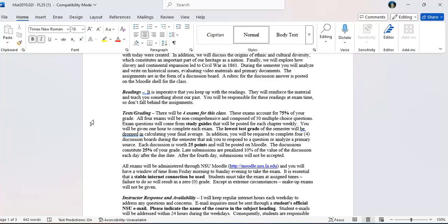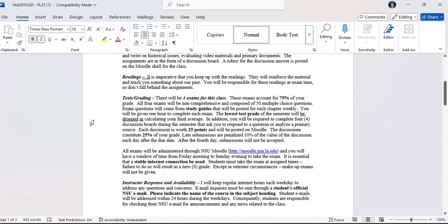The other 25% of your grade comes from discussions. And there will be 4 discussions in the course of the semester. They're each worth 25 points. So this is, again, 1/4 of your grade. They are due on Friday at the end of the day. They come from either a viewing of a short film. I like to use the Crash Course, World History and U.S. History. And then you will answer in 150 words or more the question that's put there in that given week.